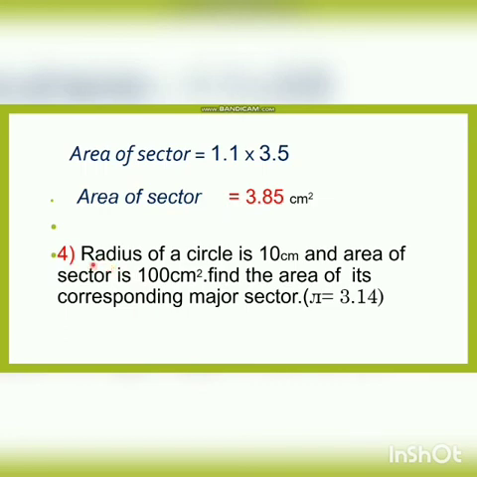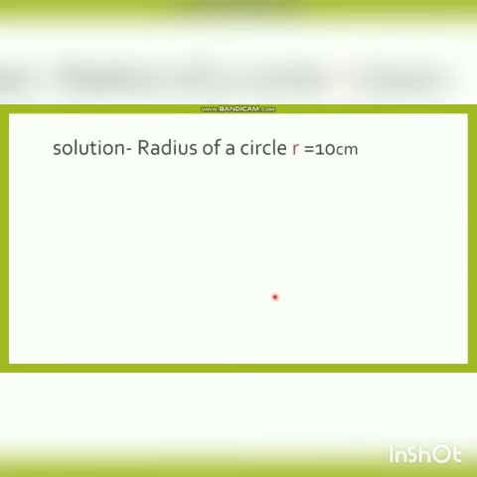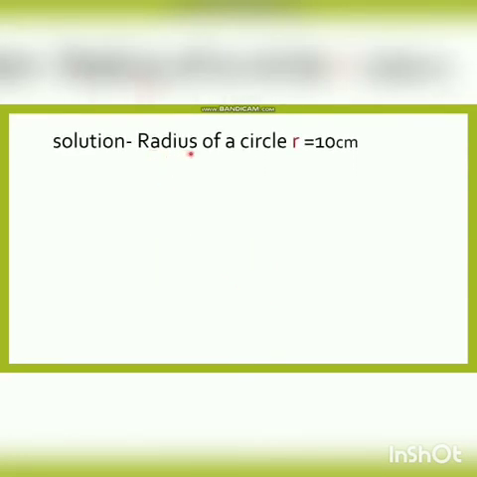Listen carefully. The radius of the circle is given, which is 10 centimeter, meaning r is equal to 10 centimeter, and the area of the minor sector is given as 100 centimeter square. You have to find the area of the major sector. So, in the solution, write down the information: radius of the circle r is equal to 10 centimeter.